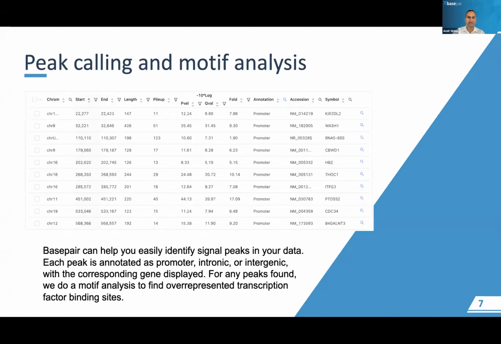But in this table, we see the chromosome where the peak was found, the start position, the end position. And then we have some statistics. So there's the p-value shown in -10 log scale, and then the fold change. Further, we annotate these peaks to promoter regions or intergenic or gene body and so on.